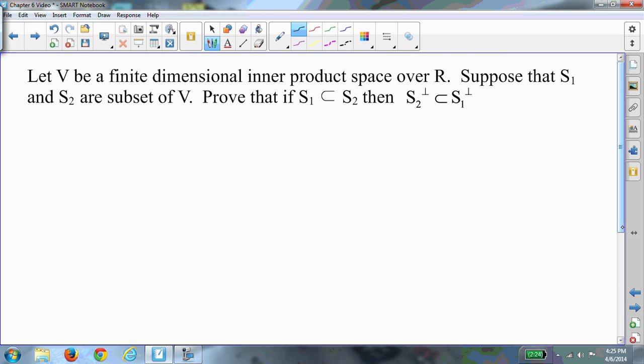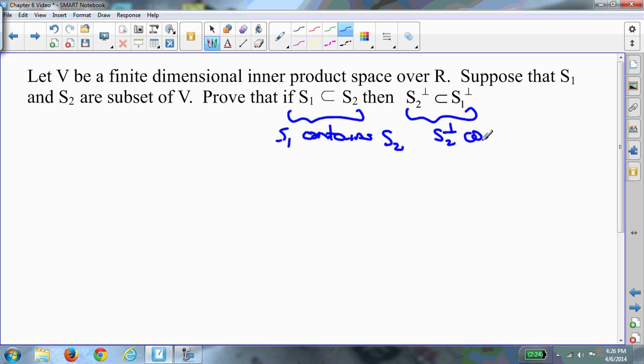Now, let's do another proof. Let V be a finite dimensional inner product space over R. Suppose that S1 and S2 are subsets of V. Prove that if S1 contains S2, so I need to define this for you, then S2 perp contains S1 perp. Okay. So visually, S1 contains S2.